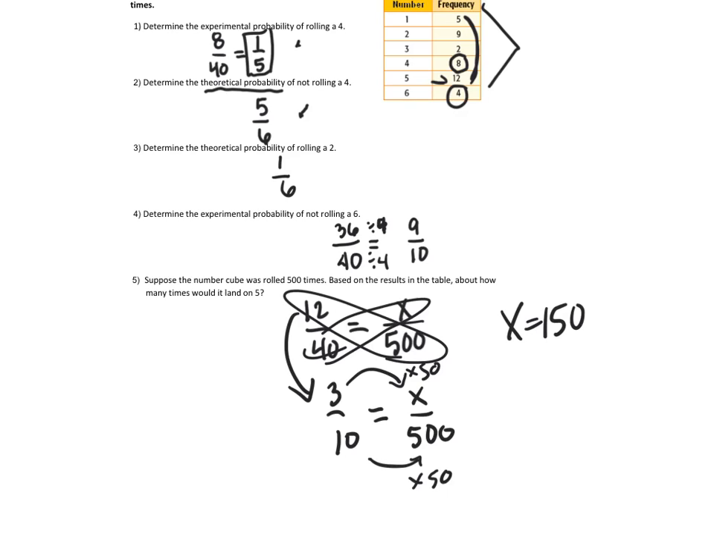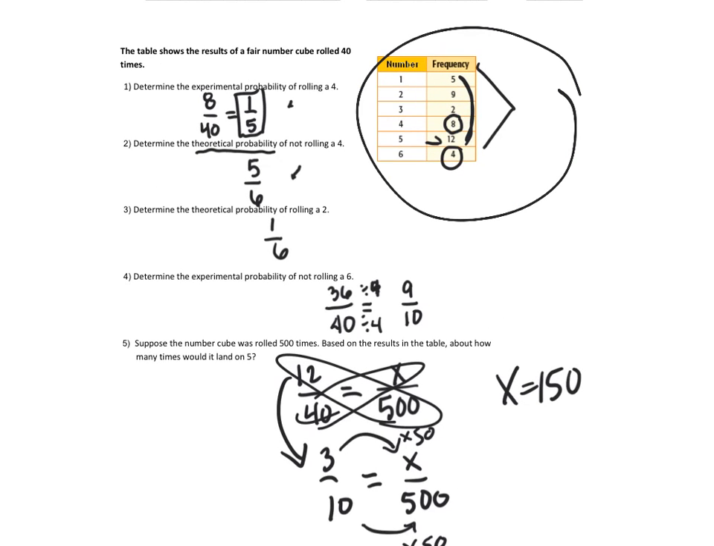Okay, anybody have any questions? The main part is that we need to understand experimental is they give you the information somewhere. Theoretical is what we've been doing. What should happen if I roll a number cube? It should be 1 out of 6. What should happen if I flip a coin? But I've got to watch the wording, going back and forth between the questions, because that's what's going to try to confuse you.